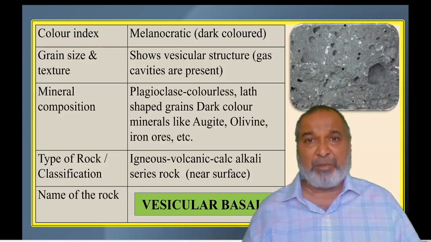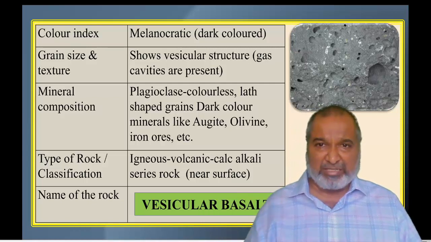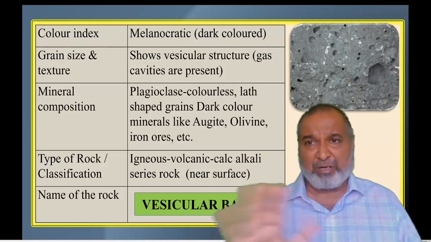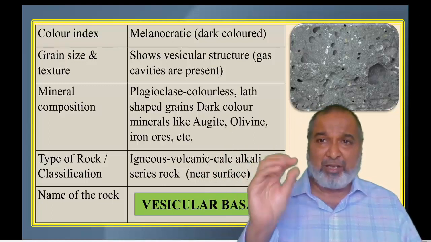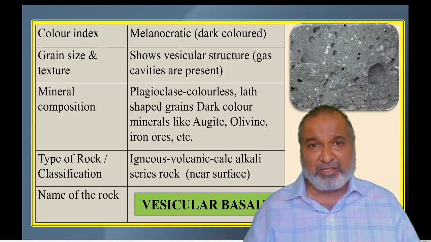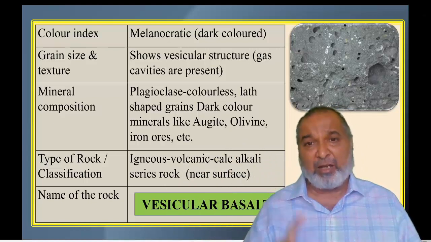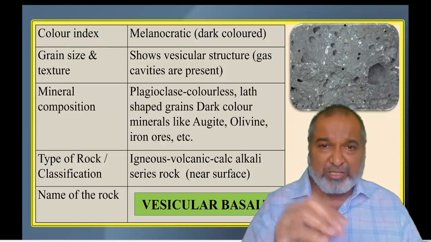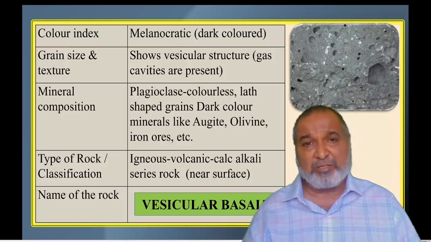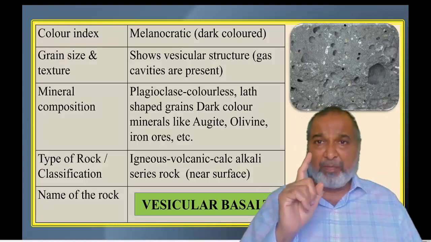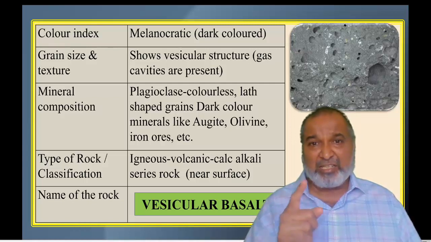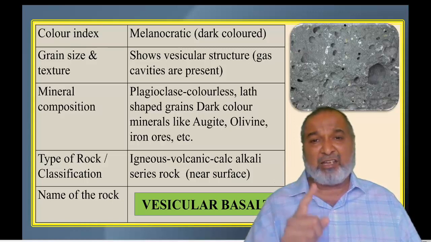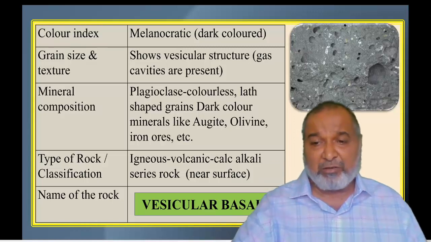Then the mineral composition: plagioclase, as usual in the basalt, which is lath shaped, but here we could not see plagioclase. A dark color mineral, assuming it is augite, and olivine is there, iron oxides, and igneous, basic, volcanic, calc alkali series rock. Again, the plagioclase is there. On the basis of that, because pink color is not there, we are going to write down that it is a basic rock on the basis of color. On the grain size, it is volcanic, igneous, calc alkali series rock. That is a vesicular basalt.